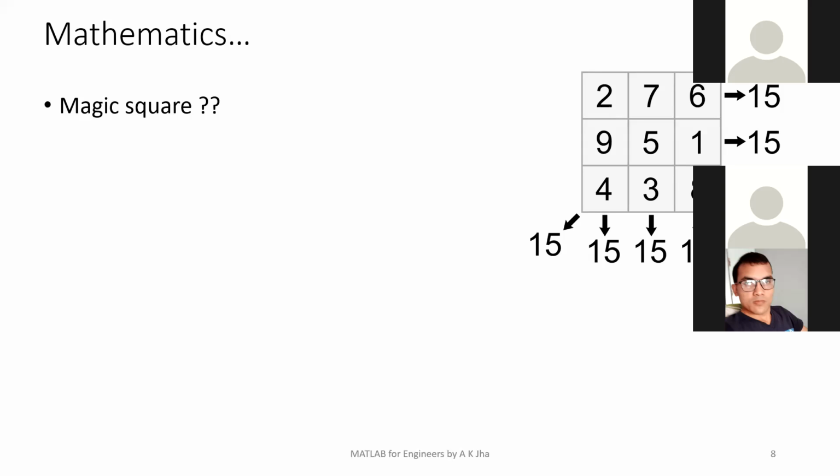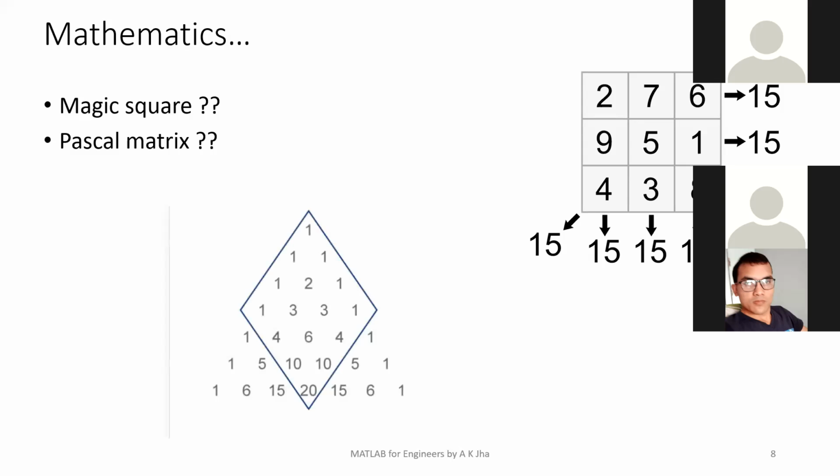And now MATLAB has an inbuilt function. If you want to create a magic square of any dimension, 3 cross 3 or 4 cross 4, you just need to write a function and it will automatically give you the required matrix.